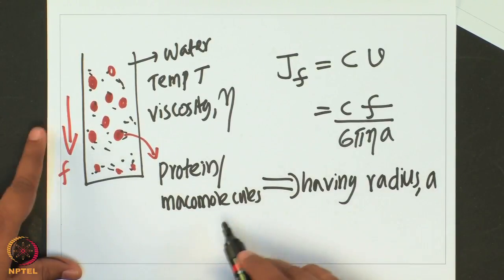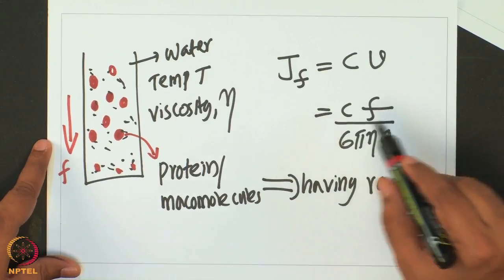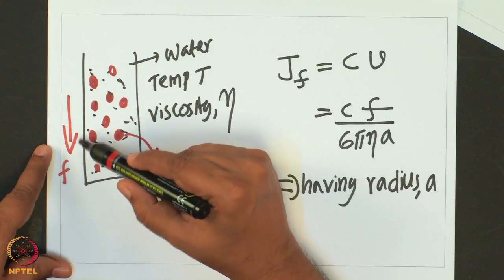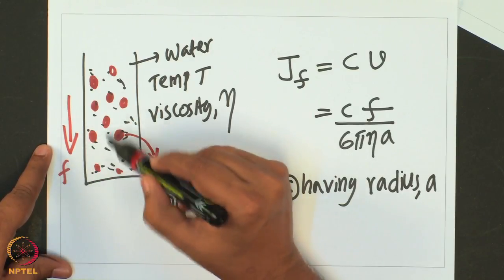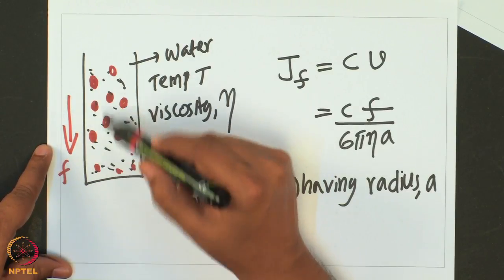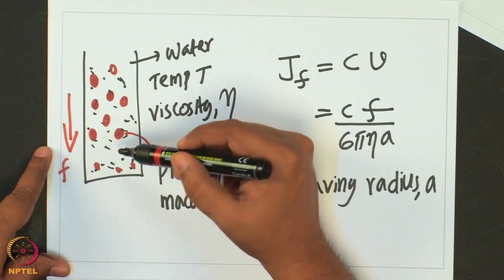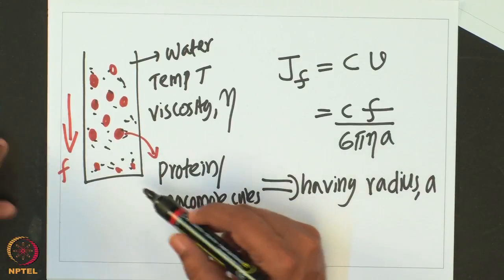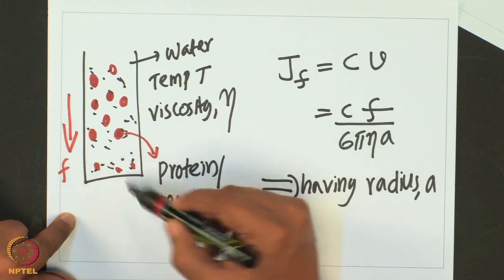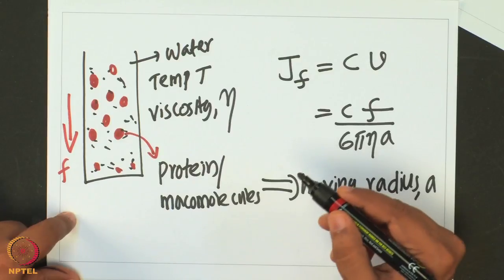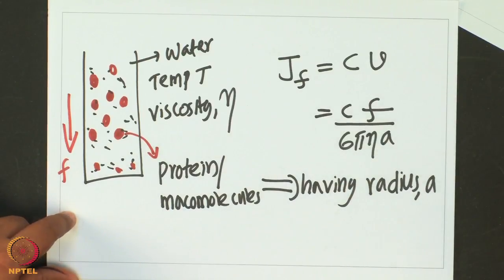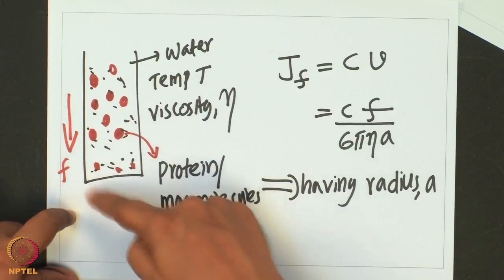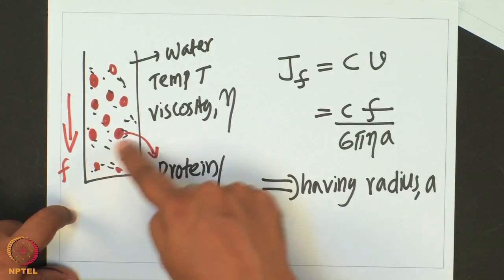We assume that they are like a sphere, therefore we can say that they will flow down because of the force. The force here is the gravitational force, and because of this gravitational force they will come down. That is something that we know. Because they come down, there will be a sedimentation, and after some time they all will be down, sedimented at the bottom.